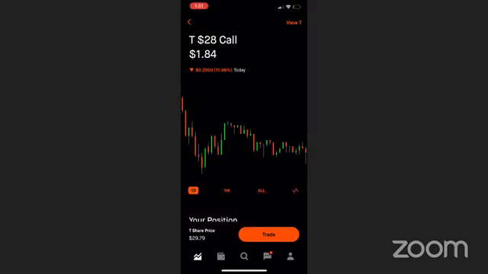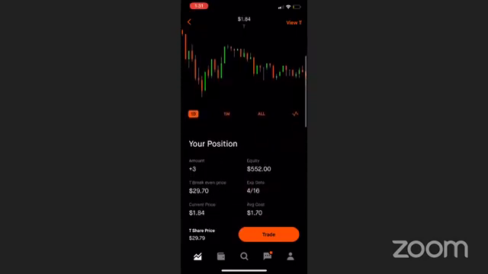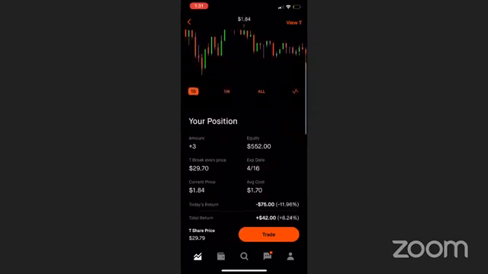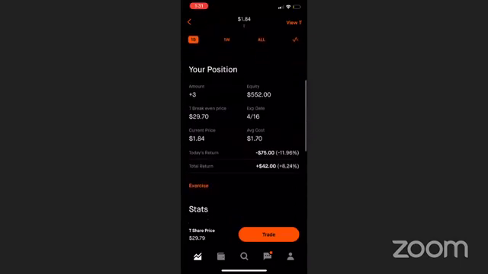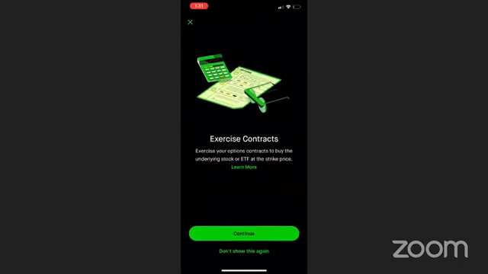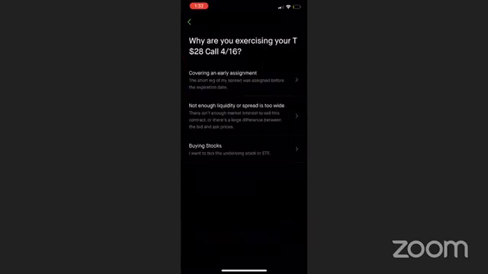Now, I'm not obligated to buy all 300 shares. I could buy 100 shares and close out one contract with cash and exercise. So you see this red button here, I could exercise, and I hit exercise and it asks: exercise your options contracts to buy the underlying stock or ETF at the strike price, continue. And it says, why are you exercising your $28 calls that expire on April 16th?